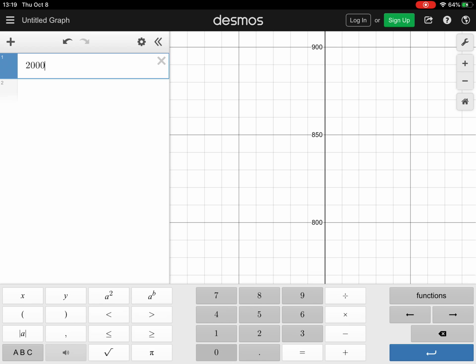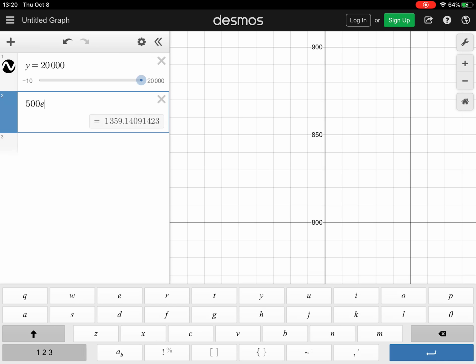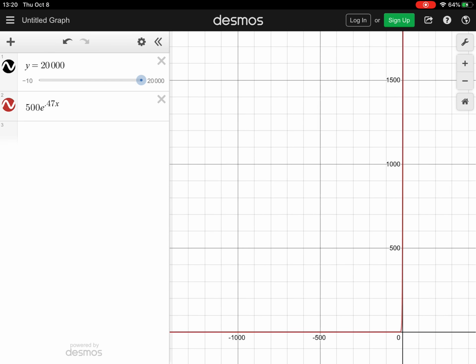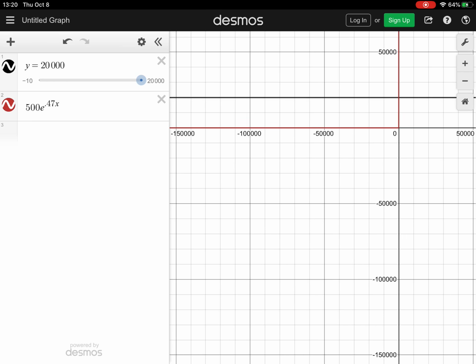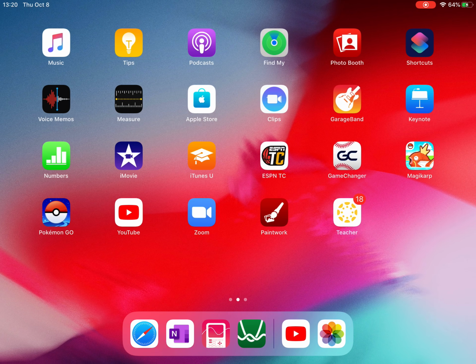I shouldn't have exited that one out, but that's okay. 20,000. Again, we need y equals. Anytime it is just a number by itself, Desmos freaks out and doesn't know what to do. So if it's just a number, you have to put y equals. And then 500 e to the 0.47x. Gonna have to zoom way out because 20,000 is way up there. There we go. So I'm at 20,000 at approximately 7.85.